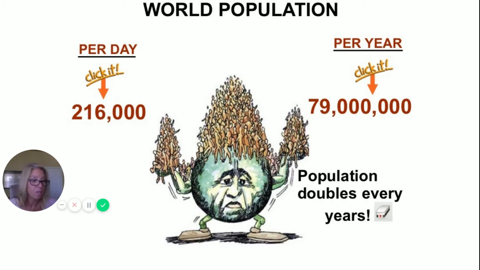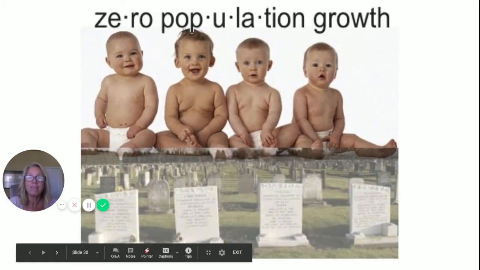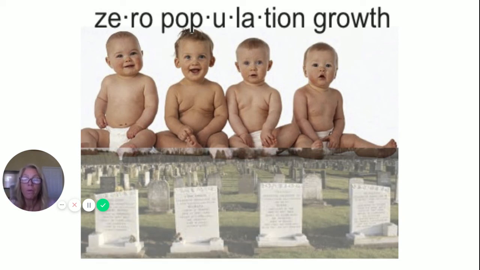So zero population growth would be, I know this is creepy, sorry. Zero population growth would be when the birth rate equals the death rate. So when the birth rate equals the death rate, that's when you have zero population growth.